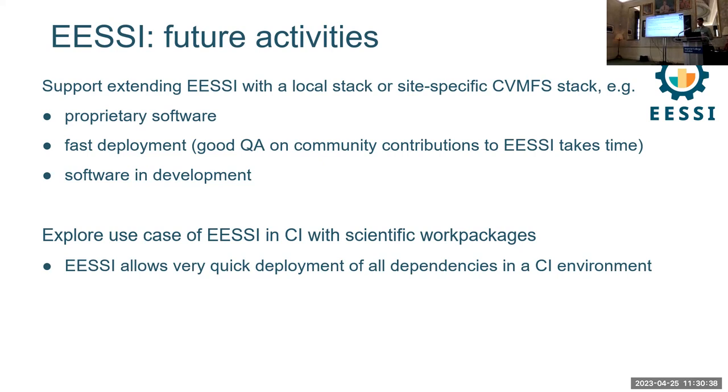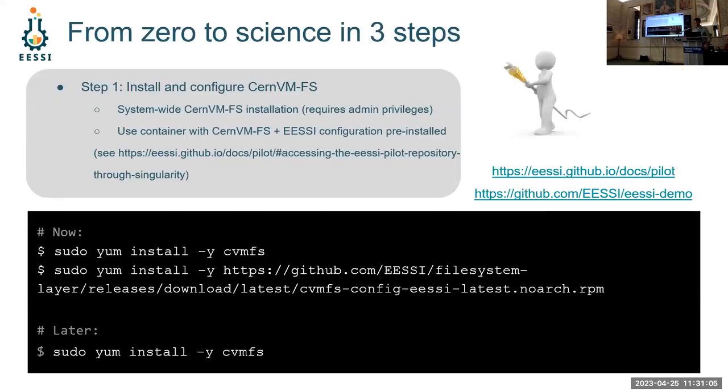In MultiXscale, we'll also explore some use cases where we want to see how we can use EASY in a CI environment. If you want to do CI on your own software, you first have to install all of your dependencies. With EASY, that's actually quite easy because you just mount it, right? So you can have all of your dependencies available in less than a minute. So we think it can be helpful in CI environments here. And I think, yep, that wraps up the talk.